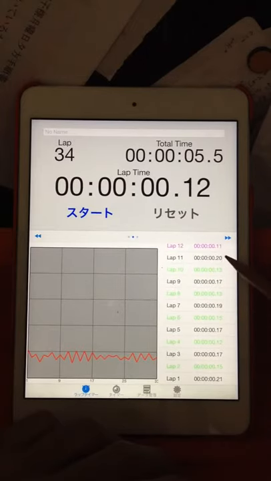1, 2, 3, 4. 1, 2. The difference is 9. 9 means 90 millisecond divided by 0.32 second. Multiply 2 equal. 9 divided by 3, 2.